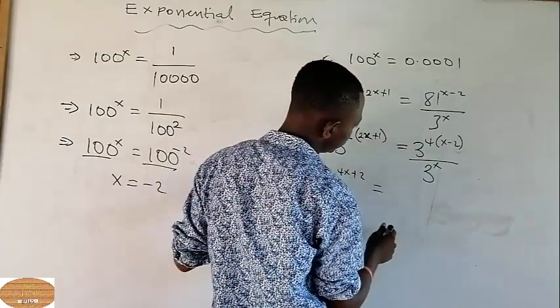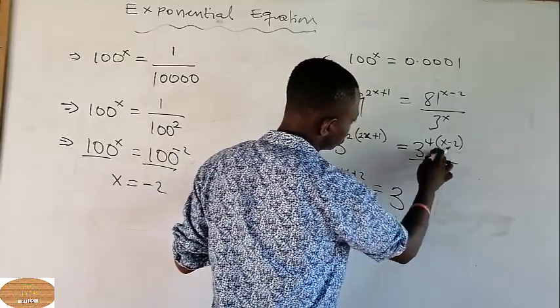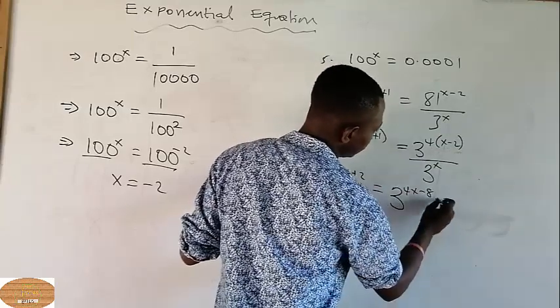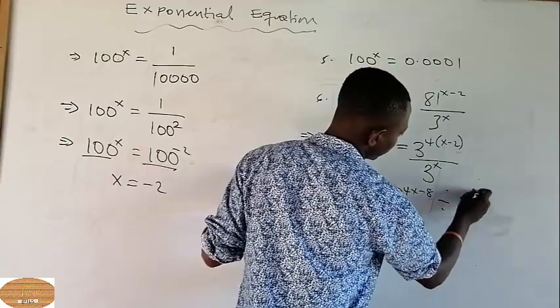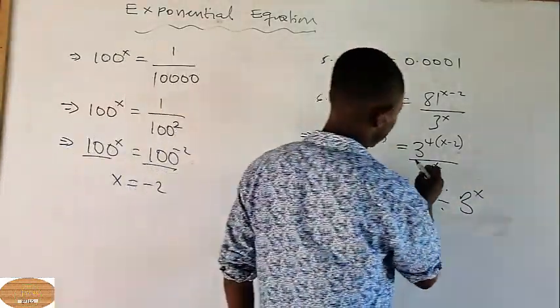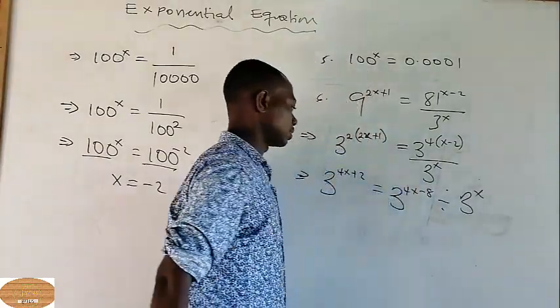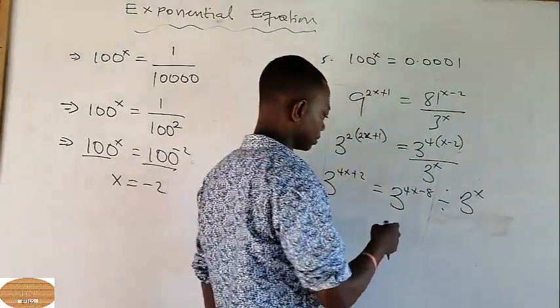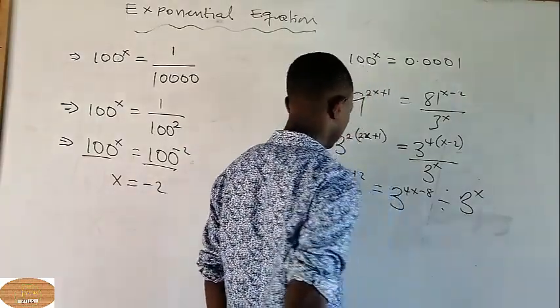So this one is division. 3 to the power... let me expand the top. 4x minus 8 divided by 3 to the power x. Have we seen that? Because this one is division and this one is division, yeah, the same. So the law says in division, we subtract. We have equal bases, so we can subtract.